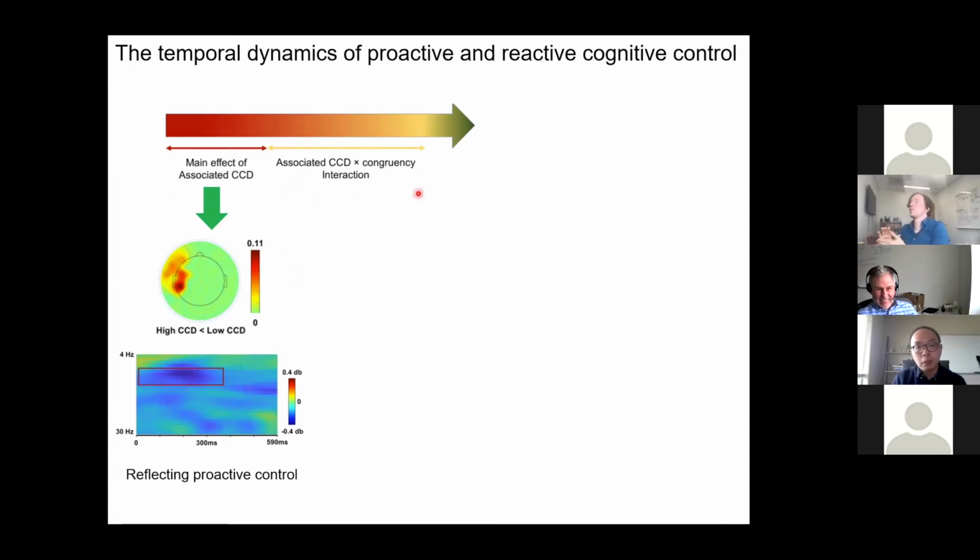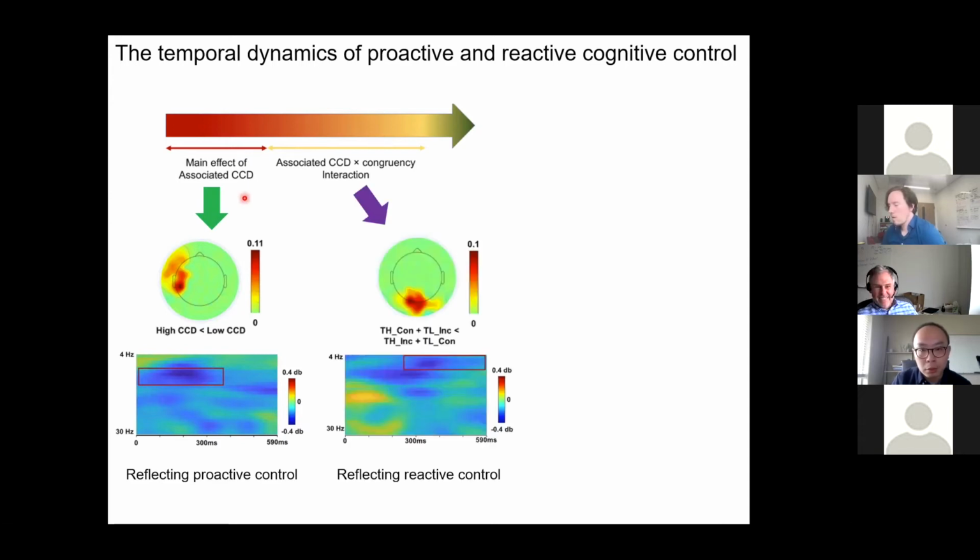Then for this interaction effect, we basically did a whole brain cluster-based search analysis. For this interaction effect, we found that the most prominent component is the one in the theta band and in posterior channels. This effect peaked around 350 milliseconds following the onset of the stimulus.